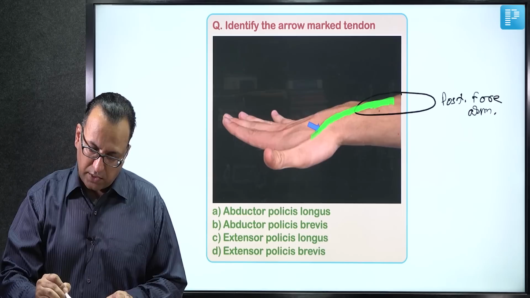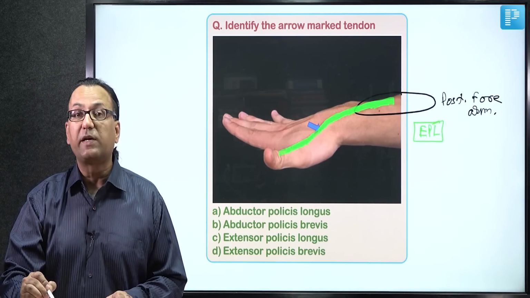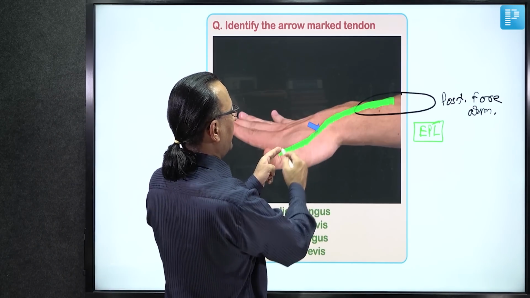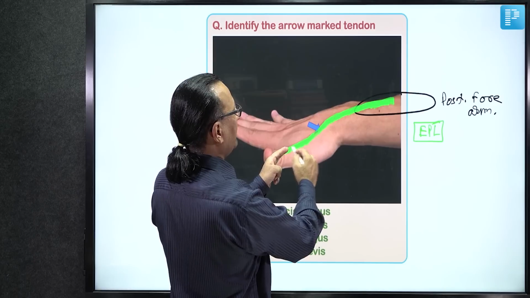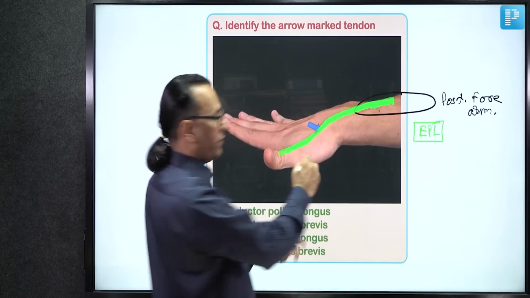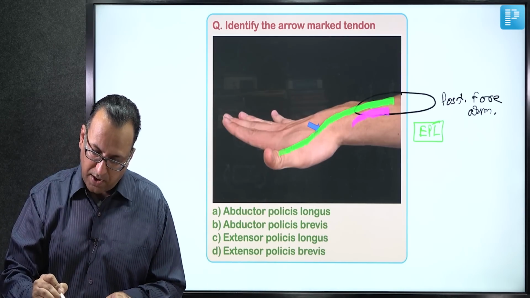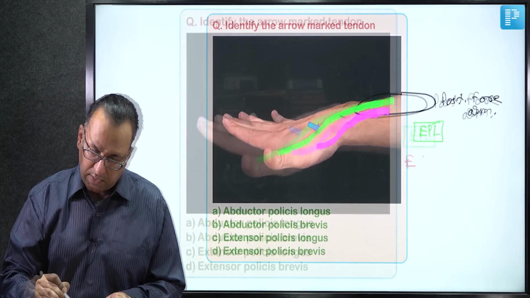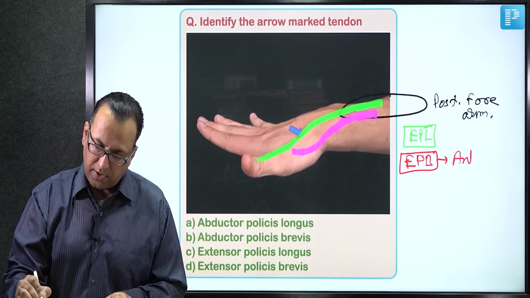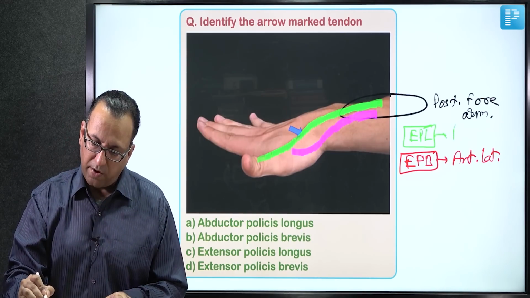hence the name extensor pollicis longus. It is going to form the posteromedial boundary of the anatomical snuff box, and then anterolaterally there is another extensor tendon, that will be extensor pollicis brevis, again coming from the posterior forearm. So we can demarcate that tendon also coming from the posterior forearm, and here it comes. It is the extensor pollicis brevis. This is going to form the anterolateral boundary, whereas extensor pollicis longus is forming the posteromedial boundary.